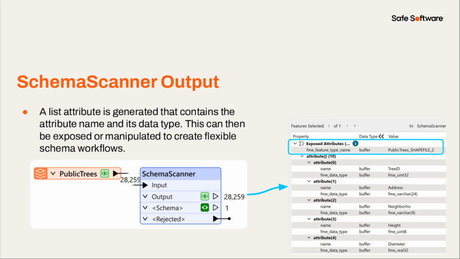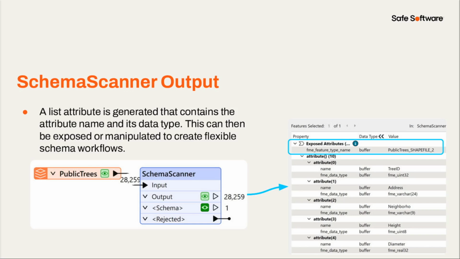The output from the schema scanner is a list attribute. So you can go into your feature information window and observe the schema and check what it looks like. One of the other things here is that the schema scanner will produce an attribute called FME feature type name, and this is essentially how you're linking your data to the schema produced by the schema scanner. For the schema scanner, this is most times going to be the name of the FME feature type that already exists on your data set. And you can also change the name of this parameter if you want, if it's already being used for something else.